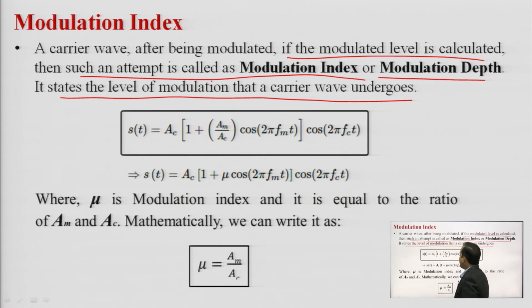If we take Ac common from our last equation, then we have this equation: Ac times 1 plus Am by Ac cos 2 pi fm t, and cos 2 pi fc t.